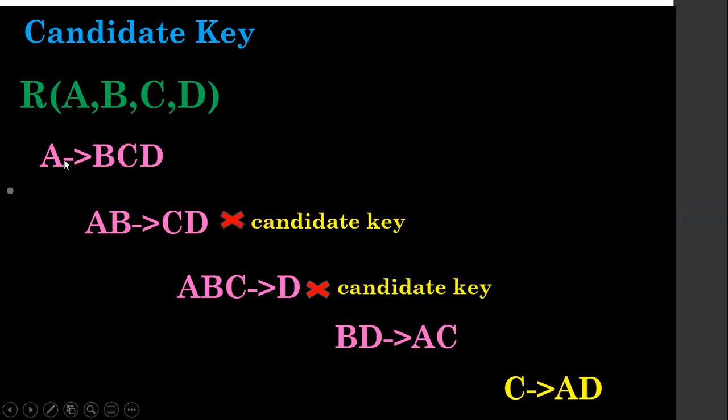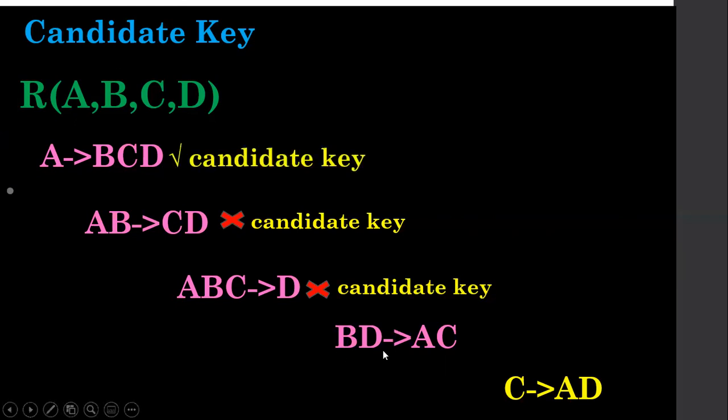So then I will go for A. Whether proper subset of A can be a super key. So here I have only one attribute A. I can't find the proper subset of A. So A itself is the minimal. A itself is the smallest. So this smallest super key, minimal super key is referred to here as a candidate key. So A implies BCD is a candidate key.